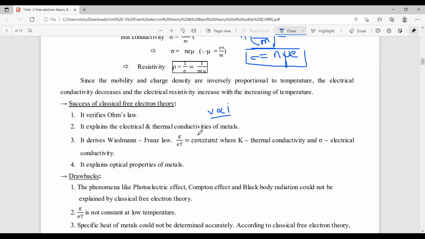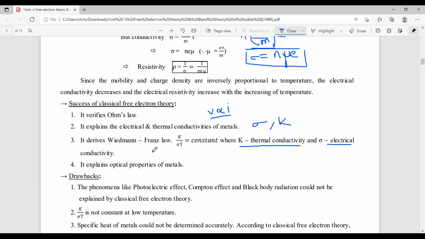And also it explains the electrical conductivities and thermal conductivities of the metals. Electrical conductivity is indicated by the letter sigma. Thermal conductivity is indicated by the letter K. So in metals, how the electrical conductivity and thermal conductivity vary is clearly explained based on classical free electron theory.